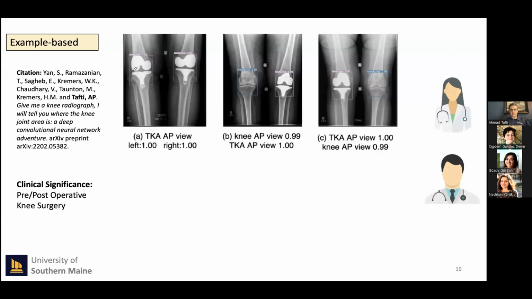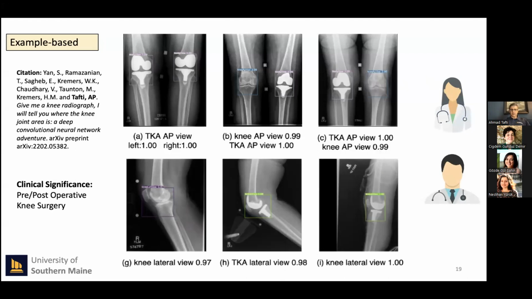So we provided our surgeons and practitioners a list of examples. Examples of total knee arthroplasty from AP view, and also total knee arthroplasty from lateral view, normal knee from lateral view, normal knee from AP view, and check whether our surgeons and practitioners agree with what they see in the results. They can also see the confidence level or intersection over union of the bounding box our machine generated using the deep learning model, and also classification results saying that this is AP view or this is lateral view, for example.